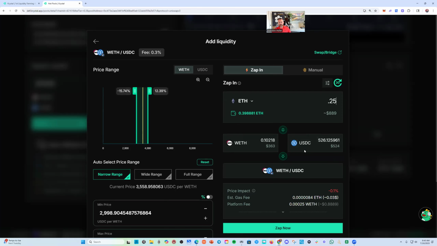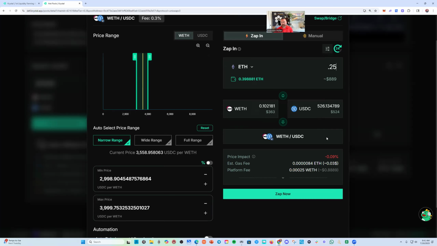It says, okay, based on the range that you chose, of the $889, you're going to need 524 in USDC, 363 in ETH. Now you'll notice that's not perfectly 50-50. Well, that's because I just set the range to 3,000, 4,000, and the current price is not exactly 3,500. It's almost 36. It's 3,558. So it's slightly off. They do all the funky math for you so that you don't have to figure it all out. They're basically saying if you contribute $889 worth of Ethereum right now, this will be the ratio of your pair, and it will be a wrapped ETH USDC pair. All right, that's what I want.